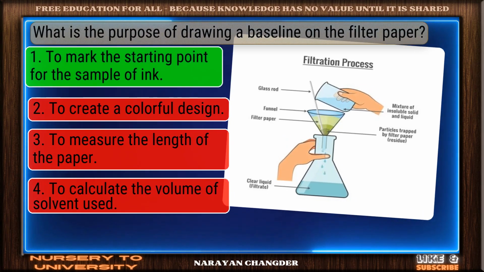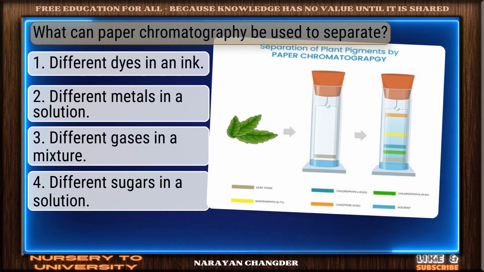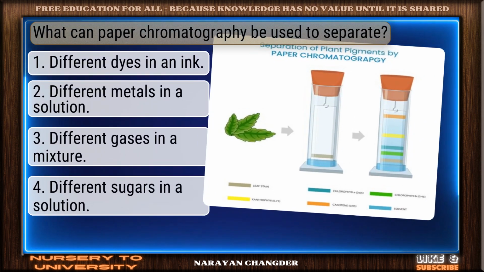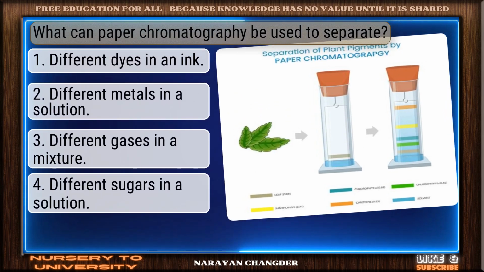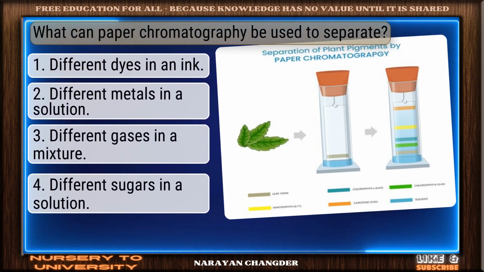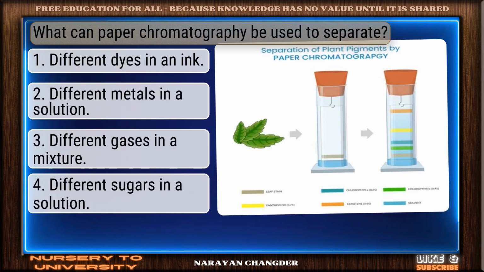Exactly to mark the starting point for the sample of ink. What can paper chromatography be used to separate? Option 1. Different dyes in an ink. Option 2. Different metals in a solution. Option 3. Different gases in a mixture. Option 4. Different sugars in a solution.